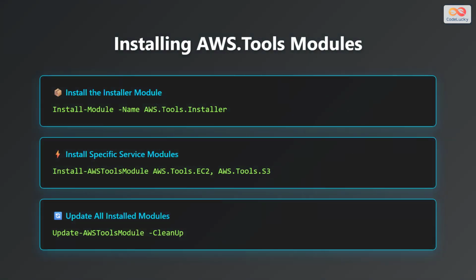Let's look at how to install AWS.Tools modules. First, you need to install the installer module itself using Install-Module -Name AWS.Tools.Installer. Once that's installed, you can install specific service modules using Install-AWSToolsModule, followed by the module names separated by commas, such as AWS.Tools.EC2 and AWS.Tools.S3. To keep your modules up to date, use Update-AWSToolsModule with the -CleanUp parameter to remove old versions automatically.